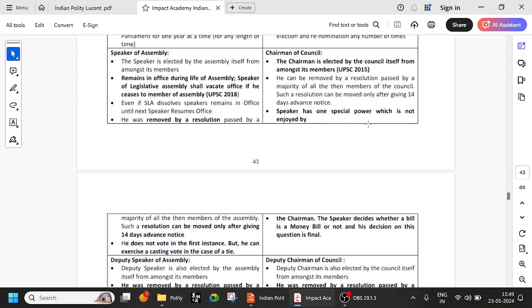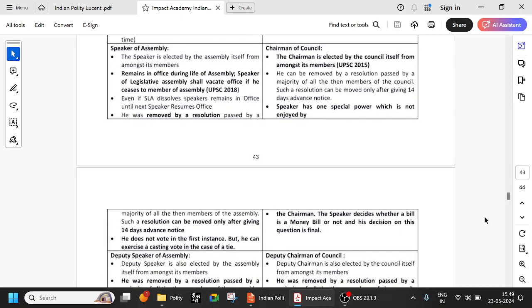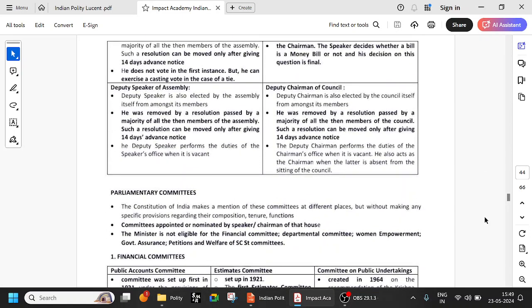The speaker has one special power which is not enjoyed by the chairman. The speaker decides whether a bill is a money bill or not, and his decision is final. Just like in Parliament, it is similar in the State Assembly also.